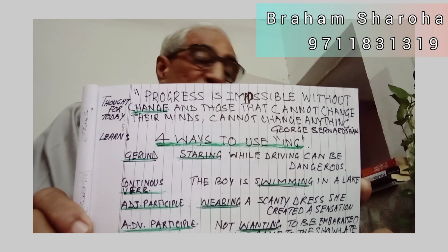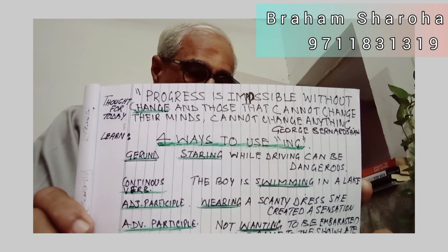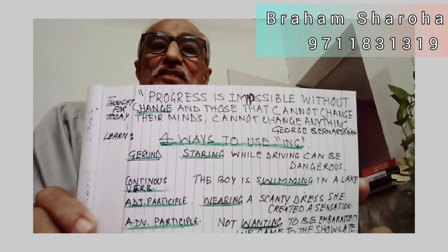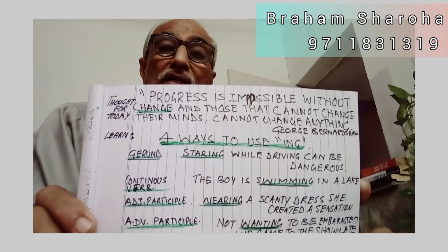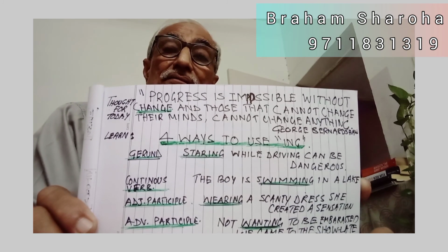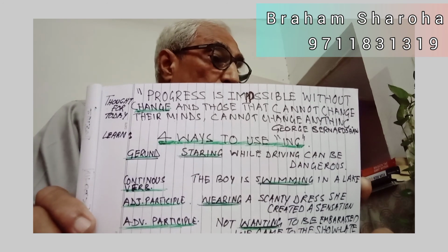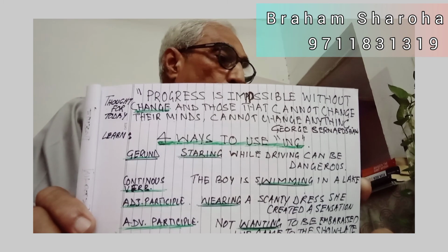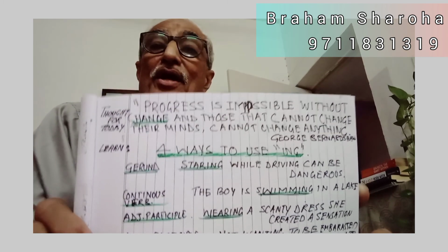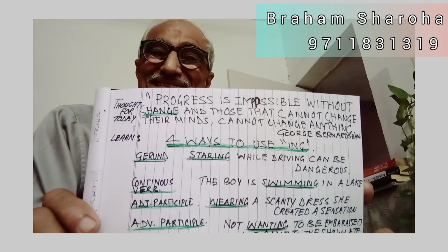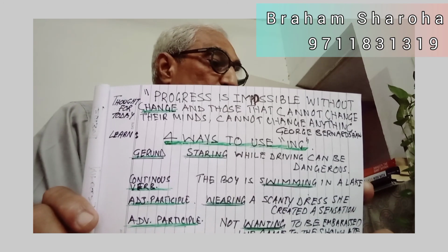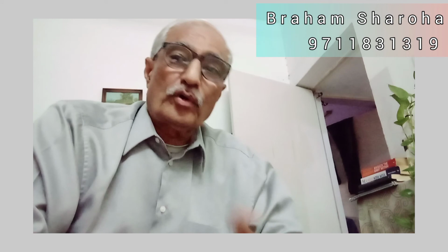The last one is the adverb participle. I have discussed participle in my earlier videos. You can kindly see them and it'll be very clear. Taking an example: not wanting to be embarrassed, we came to the show late. So these are the four different ways in which I have put across the use of ing.